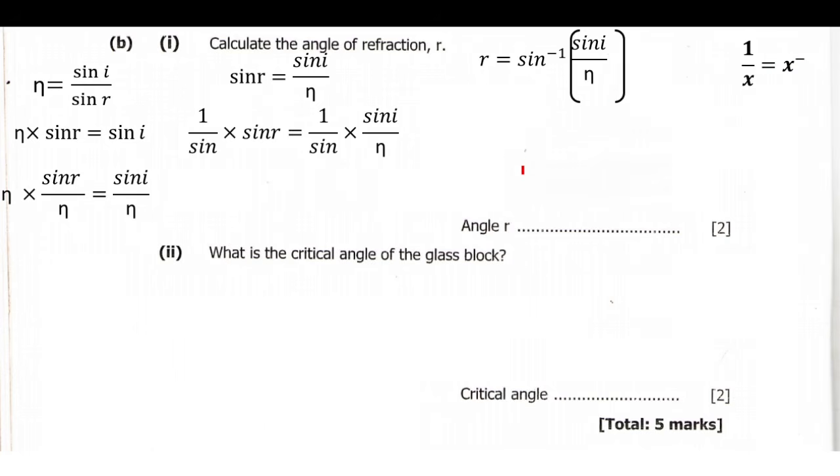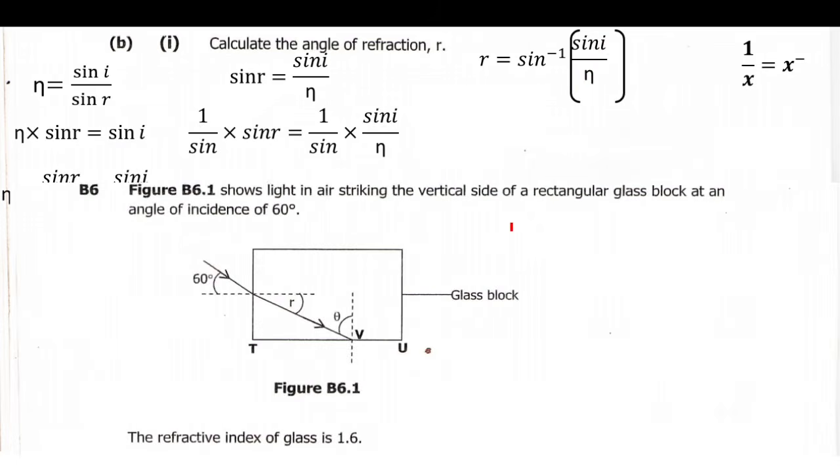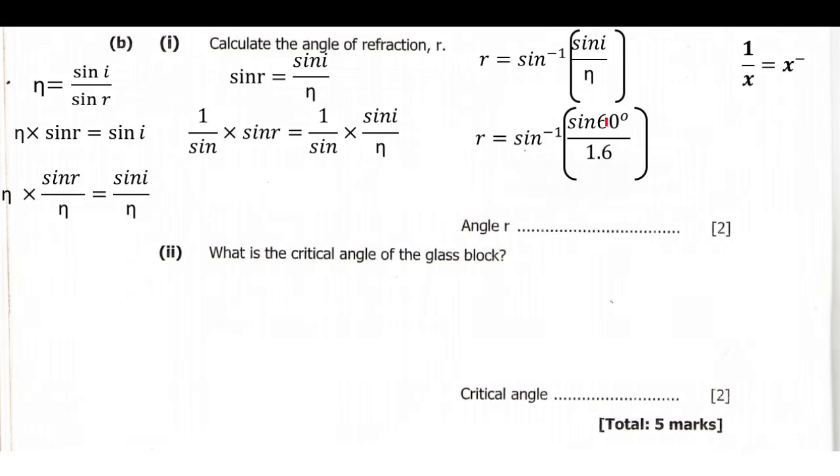Then from there, we are going to replace where there's the angle of incidence, we'll put it there, and here we'll put the refractive index. According to the information provided in the question, the angle of incidence is 60 degrees, and the refractive index of glass is 1.6. So we'll substitute 60 here and 1.6 here. So we are going to have sine inverse, open bracket, sine 60 degrees divided by 1.6. Then from there, we are going to do the evaluation.